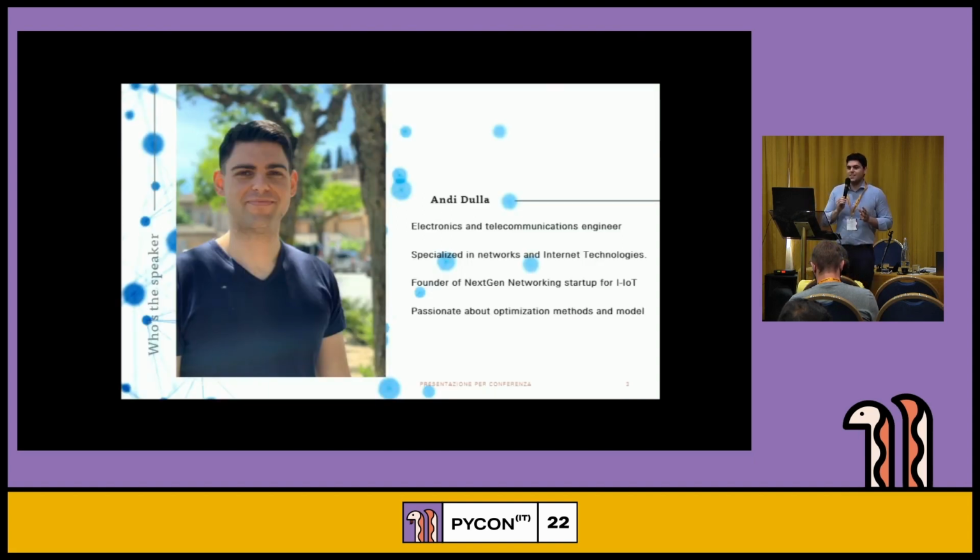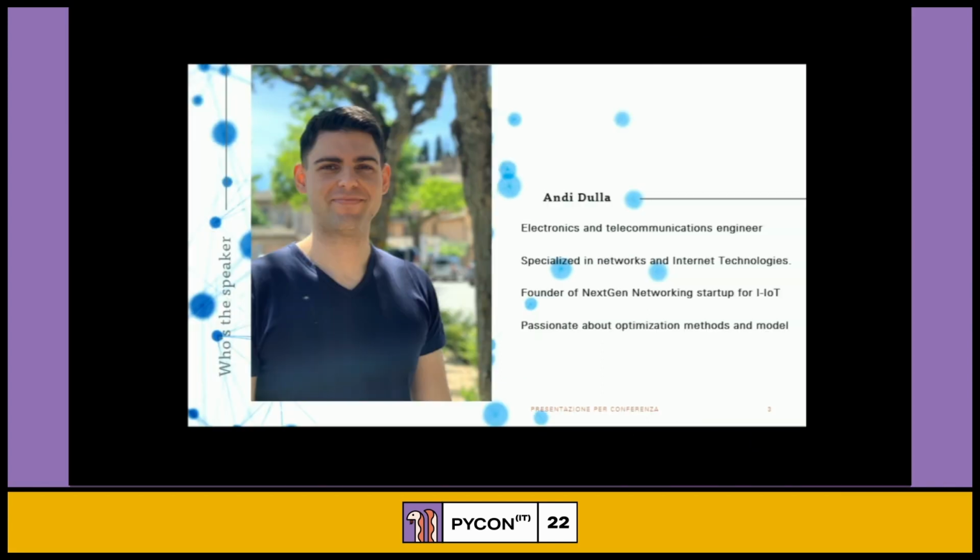I think of myself as a failed mathematician. I am an electronics and telecommunication engineer specialized in networking and internet technologies. I have been sucked into the Python community through automation and networking, and it's been a love-hate relationship with Python. I'm trying to apply what I have studied in a startup networking project, which is next-gen networking. I am passionate about models. I really like to simplify reality, cut it down to the strictest necessary things, model them on a piece of paper, and then try to go everywhere with that piece of paper.